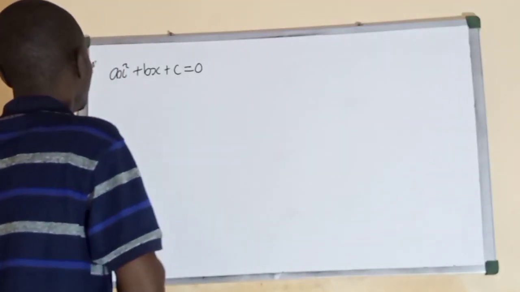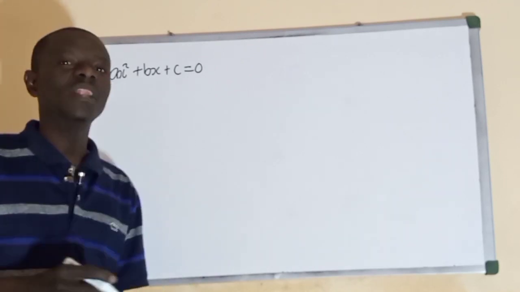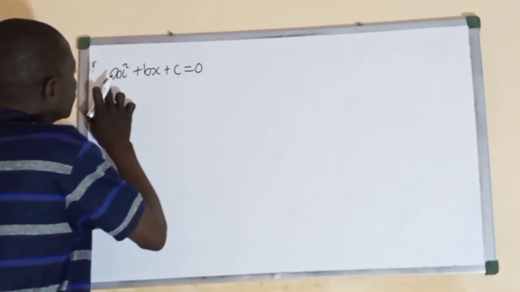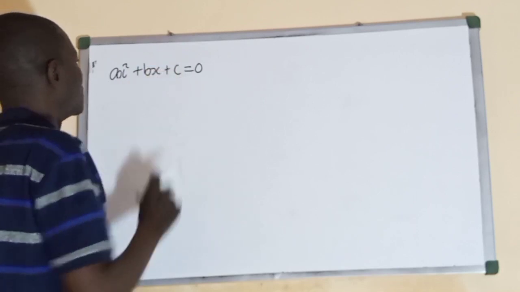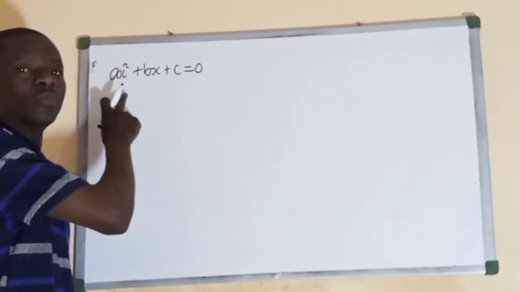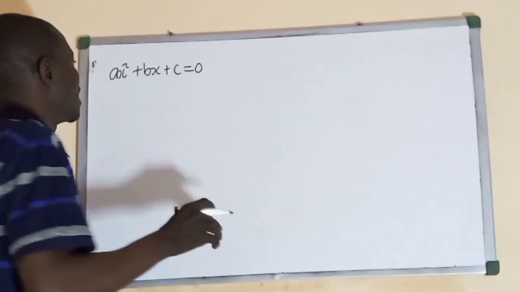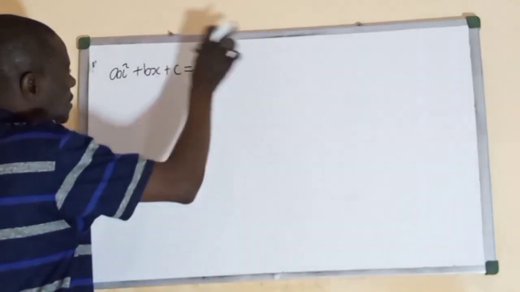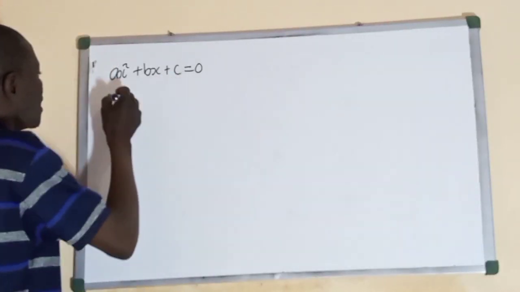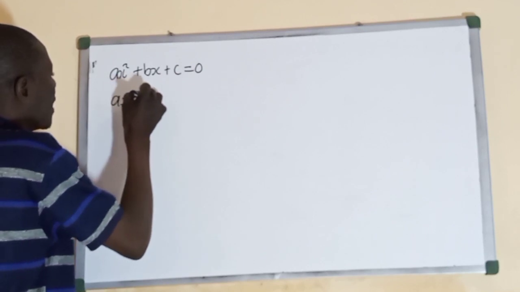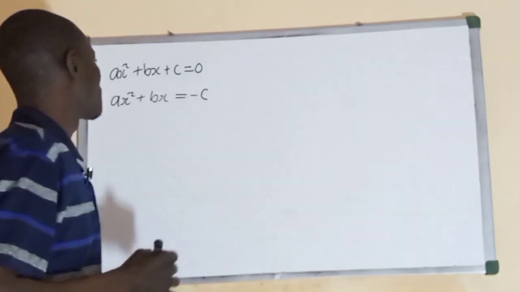To derive this quadratic formula, let us first of all consider our constants, which are a, b, and c. So a is the coefficient of x squared, b is the coefficient of x, and c is the constant. Now let us transfer this constant to the other side of the equal sign. So here we have ax squared plus bx is equals to minus c.